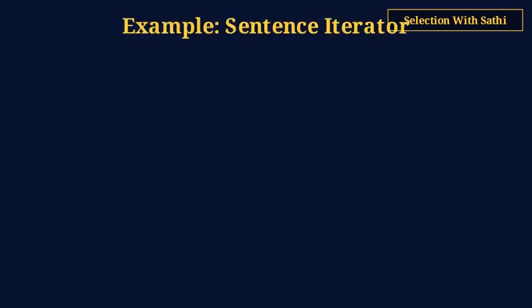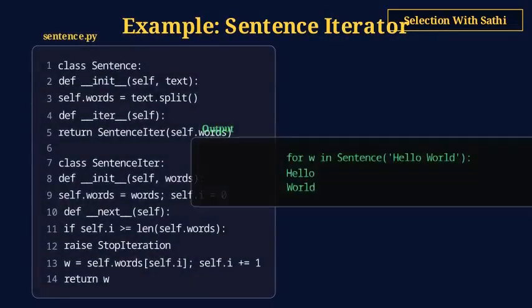Let's build a sentence iterator. The Sentence class splits text into words and implements __iter__ returning a separate SentenceIter object. SentenceIter tracks the current index and returns words via __next__. When the index exceeds the word count, it raises StopIteration. Now for w in sentence, "hello world" yields hello then world.